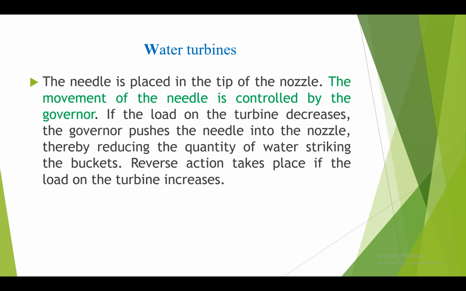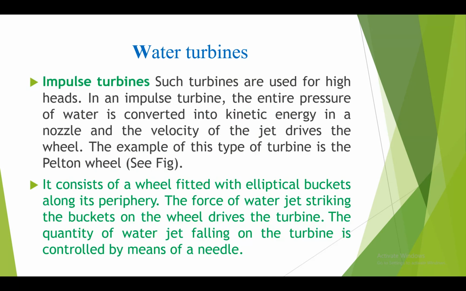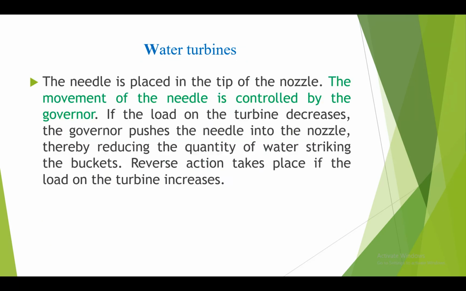So in this way the needle is controlled by the governor, and with increase or decrease in the turbine load, the needle will push further or back with the help of the governor, and in this way reducing or increasing the quantity of water striking the bucket will occur. So this is the function of the needles in the impulse turbine.